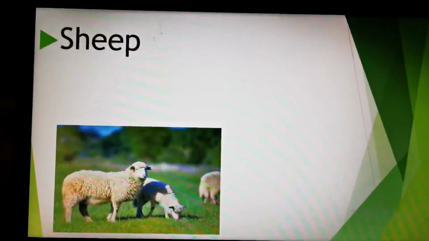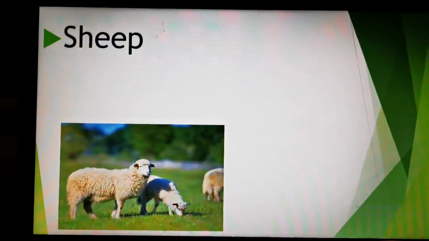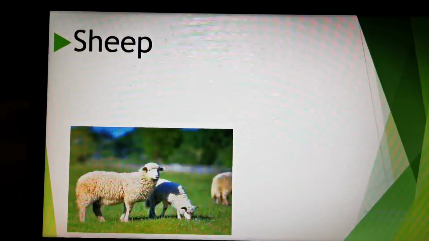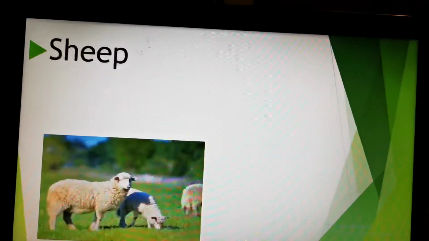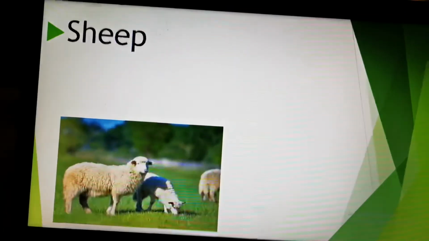Okay, now we will talk about the sheep. What's the benefit from the sheep? Yeah, we can get its meat like the cow and like the goat. And we can make a coat from its wool. Okay? From its wool.